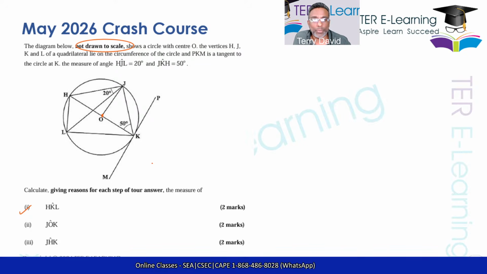Now, again, when you have these kinds of questions, you need to first figure out exactly what angle they are asking for. In this particular case, we want HKL. The middle letter will be the angle. So this is H here, this is K and this is L. So this angle here is the angle that we want.